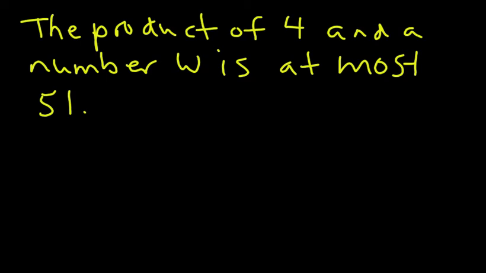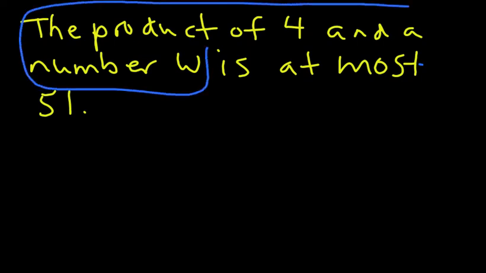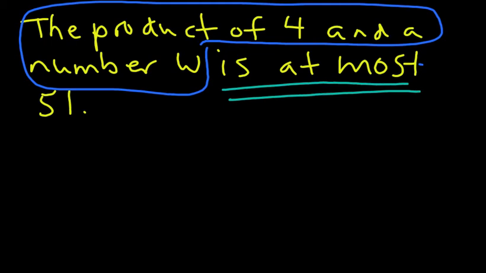Okay, let's practice again. Let's divide this into parts. The product of 4 and a number w is at most 51. Okay, first part. The product of 4 and a number w. Second part is at most. Third part, 51. Okay, let's write the parts down.